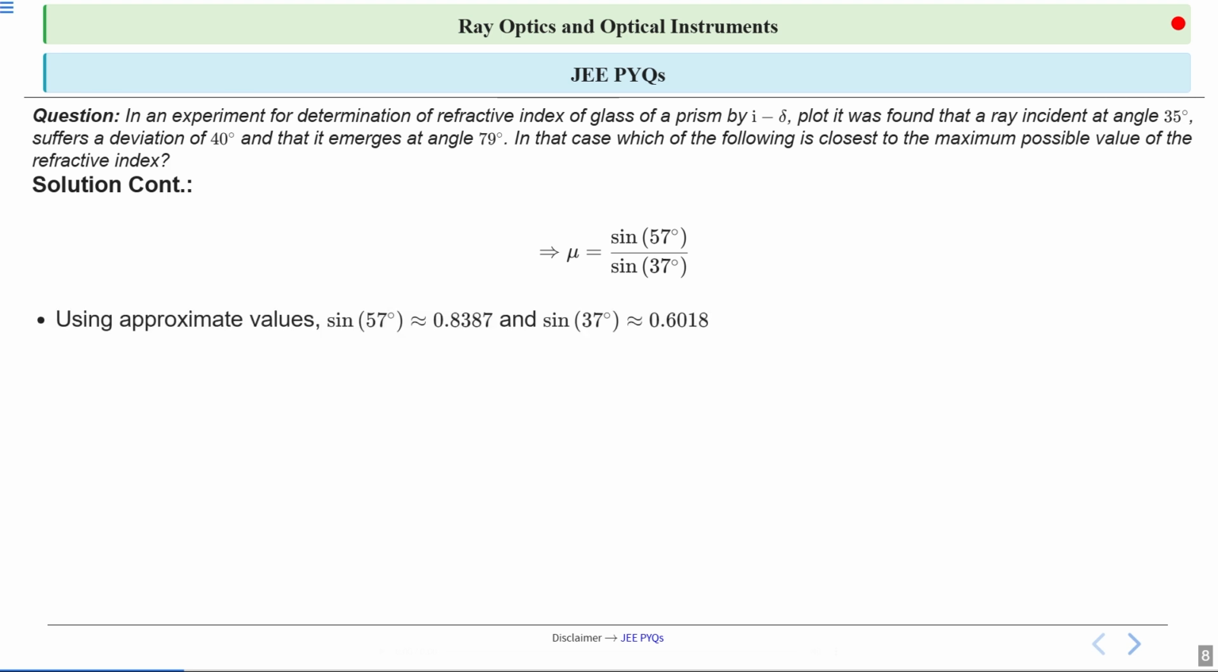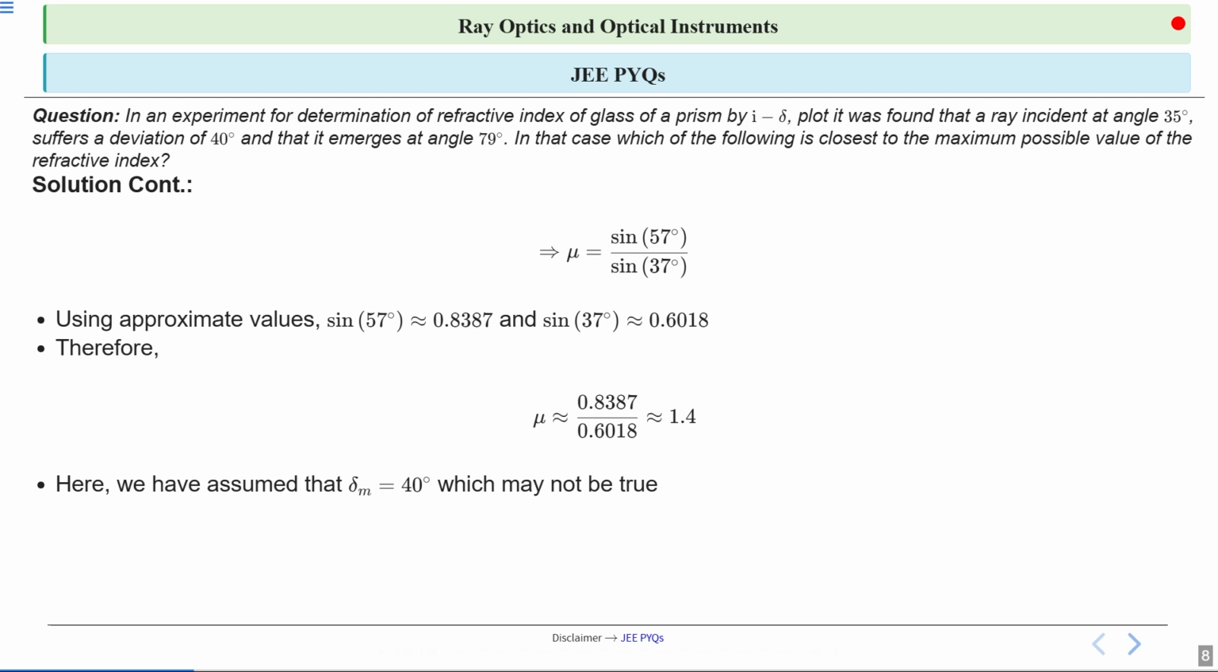Now let's approximate the values of sine of these angles. The sine of 57 degrees is approximately equal to 0.8387 and sine 37 degrees is approximately equal to 0.6018. So therefore, by substituting the approximate sine values into our equation, we find that the refractive index mu is approximately equal to 0.8387 divided by 0.6018, which equals 1.4.